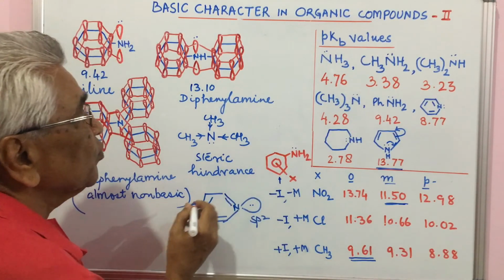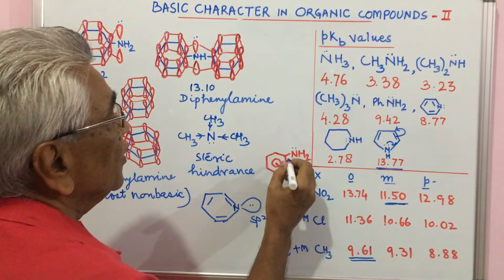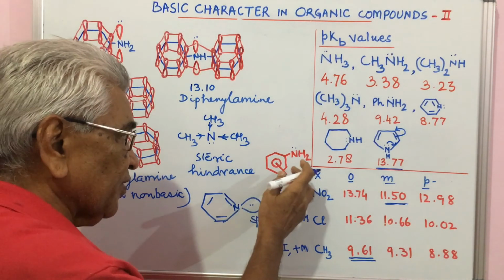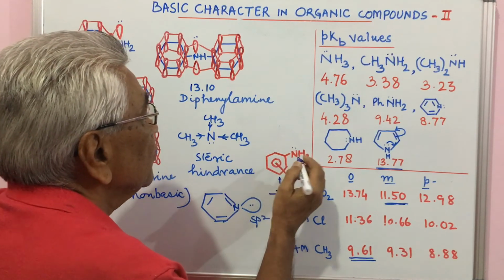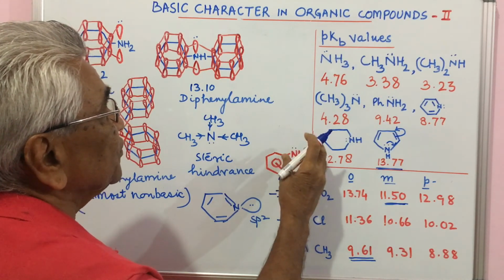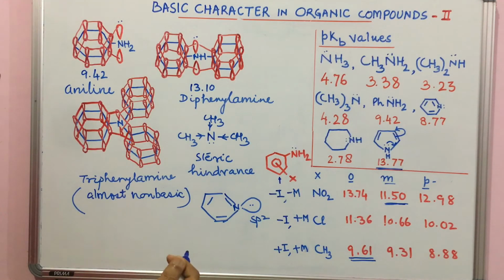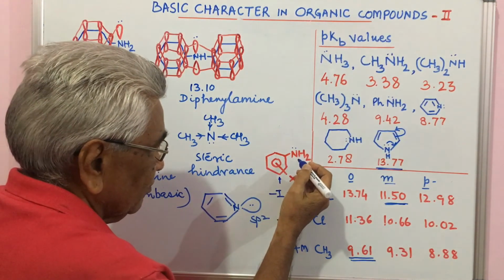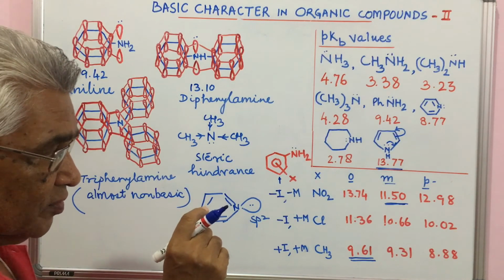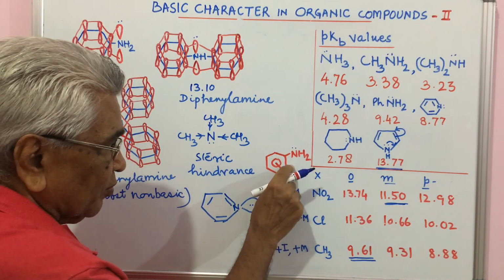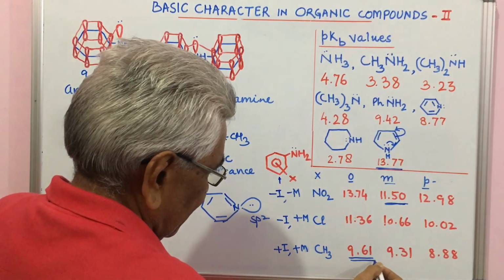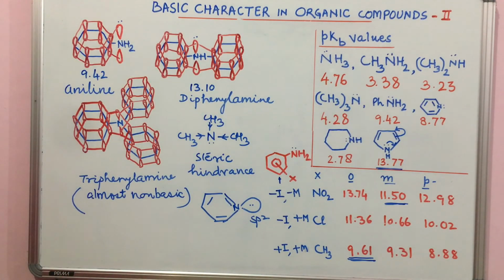Here if we put CH3, then there is close proximity, I effect is very strong, plus M effect is also stronger, but because of close proximity of NH2 and CH3 at ortho positions, there is steric hindrance, and due to that steric hindrance, the planarity of NH2 is broken with the ring, and hence this plus M effect does not operate at this position, only plus I. Therefore, this value is slightly higher. This is all about basic character.